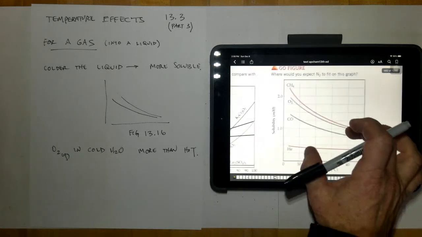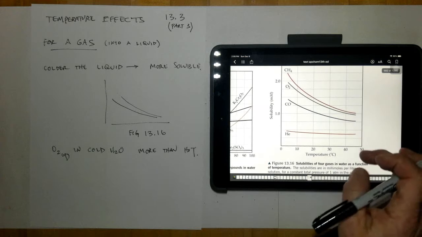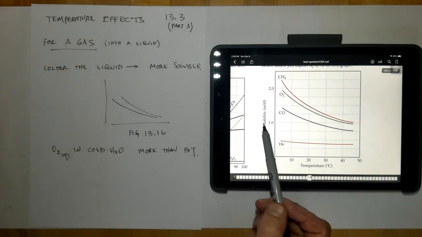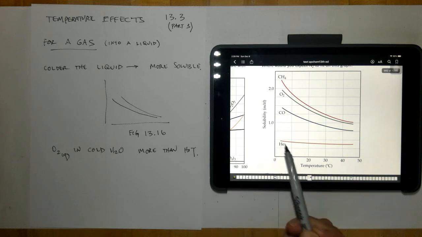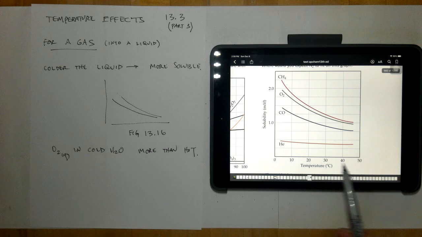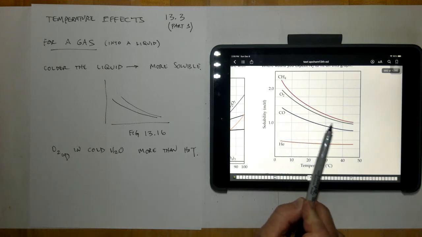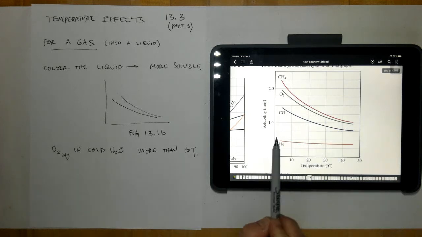If we zoom in on this figure right here, this is figure 13.16, you can see that we have solubility in millimoles right here. Then we have 1, 2, 3, 4 different gases on there, and then temperature as it goes to the right. And you can see that as the temperature increases to the right, the solubility decreases for just about every single gas.